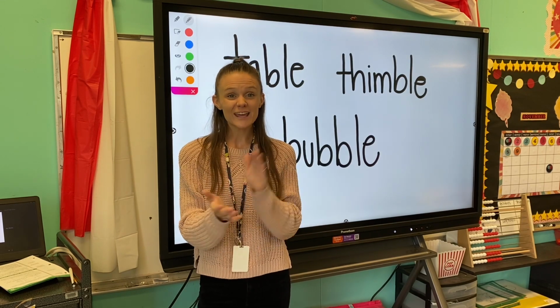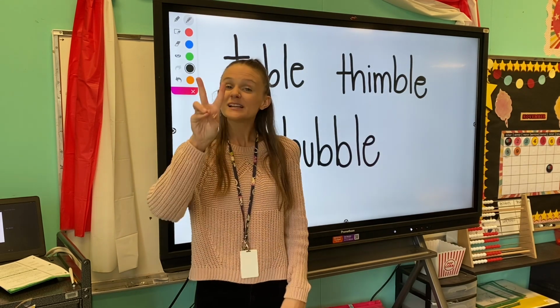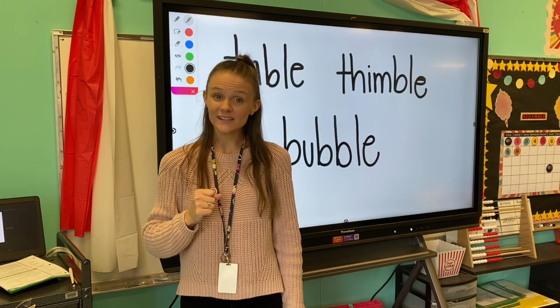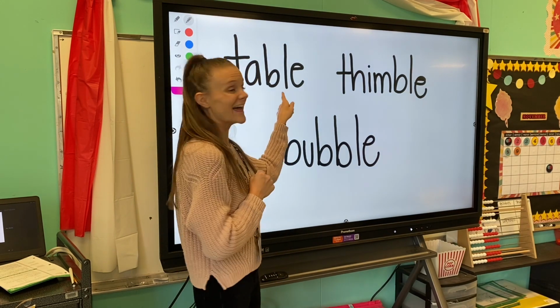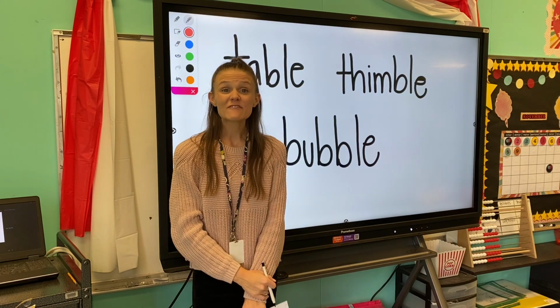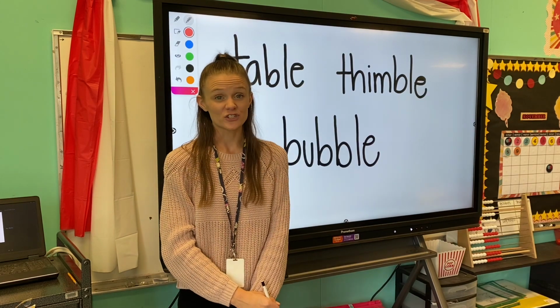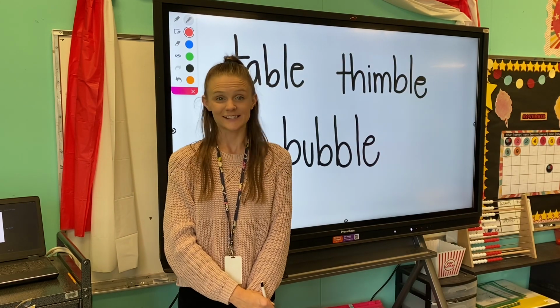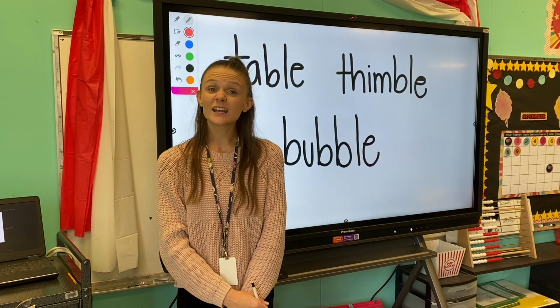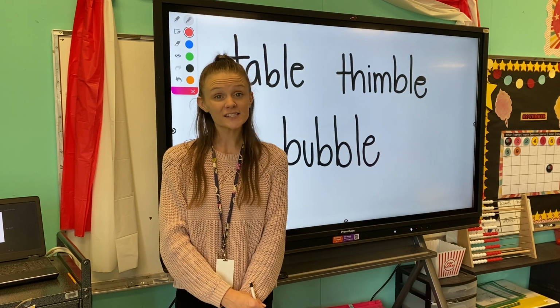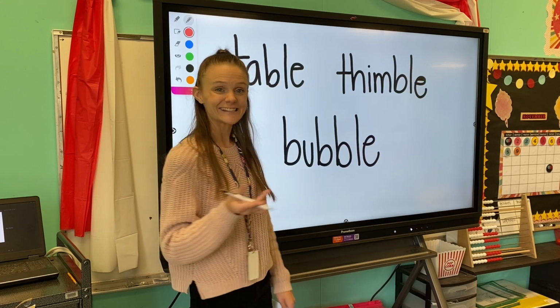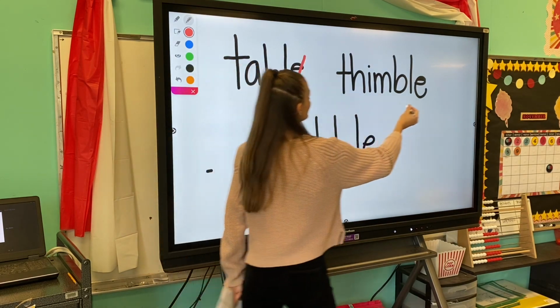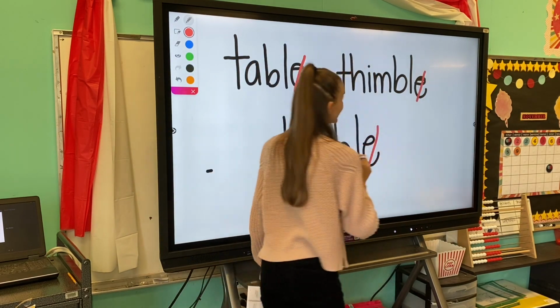Table. Table has 2 syllables. One of its syllables is BLE. So the vowel E at the end of each of these words is not making a sound. It is silent. So we're going to code it by crossing it out, just like we do all of the silent E's. So I'm going to draw a line through each of my E's.